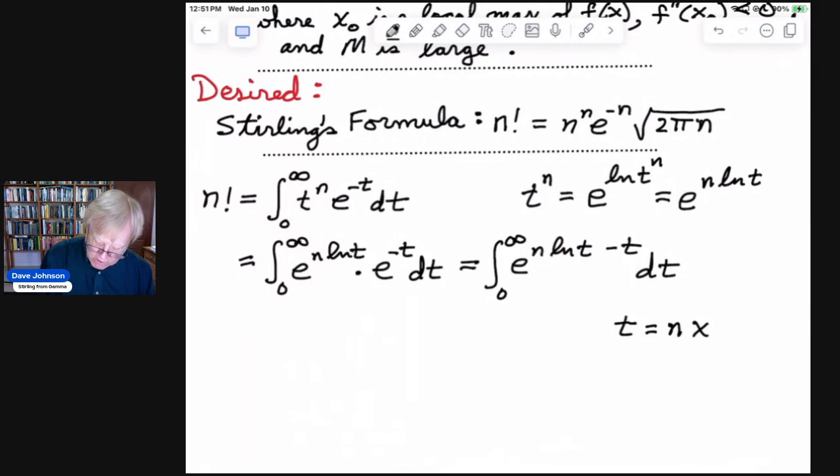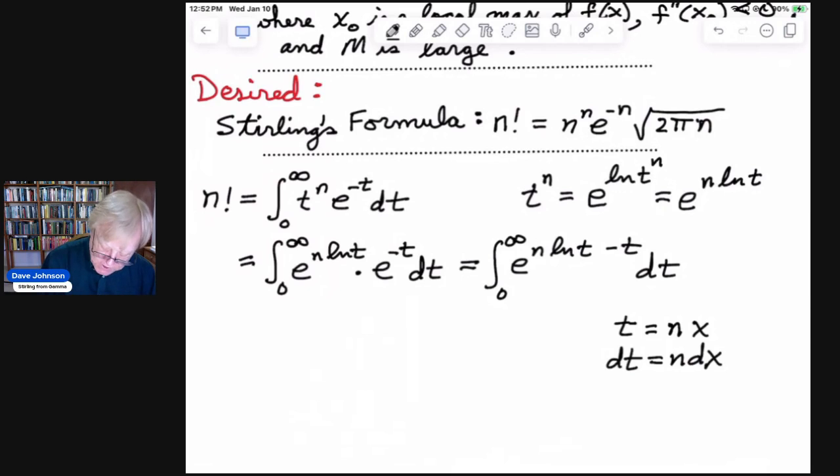And now we make that substitution in the integral. Let's look at the limits first. If t is 0, then x is 0. So that limit doesn't change. If t is infinity, x is going to have to be infinity for positive n. So that limit doesn't change. And we also have to worry about our dt. So dt is equal to n dx. n is a constant, and our x is going to be our new variable of integration.